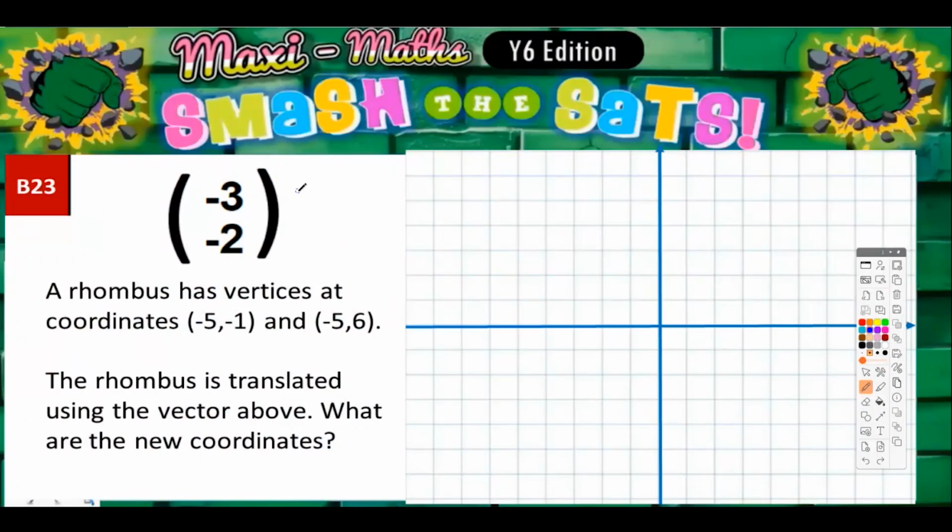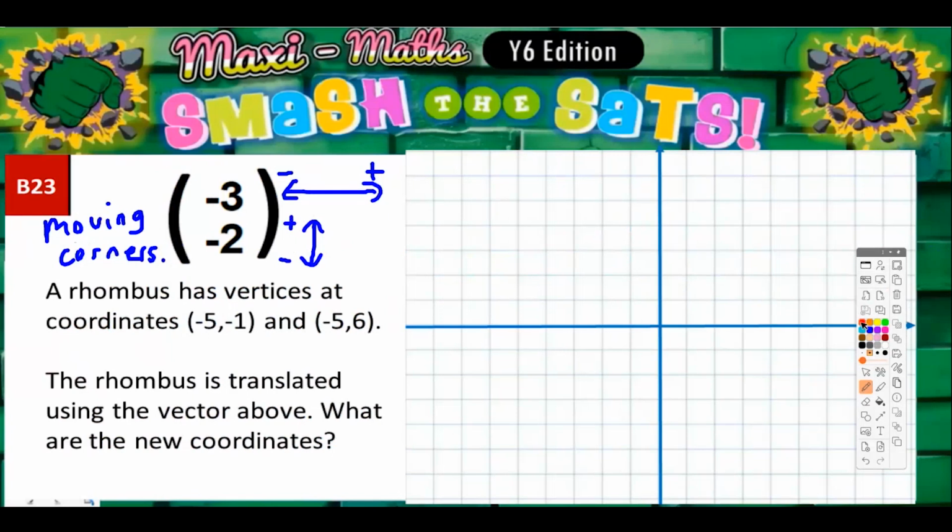So a vector, what you've got to remember is the top number tells you whether to go left or right, and the bottom number tells you whether to go up or down. And when I say go left or right, go up or down, I mean move each corner. So we're talking about moving corners of the shape. That's what translation is. So if the top number is negative, it means go to the left. If the top number is positive, it means go to the right. If the bottom number is negative, it means go down. If the bottom number is positive, it means go up.